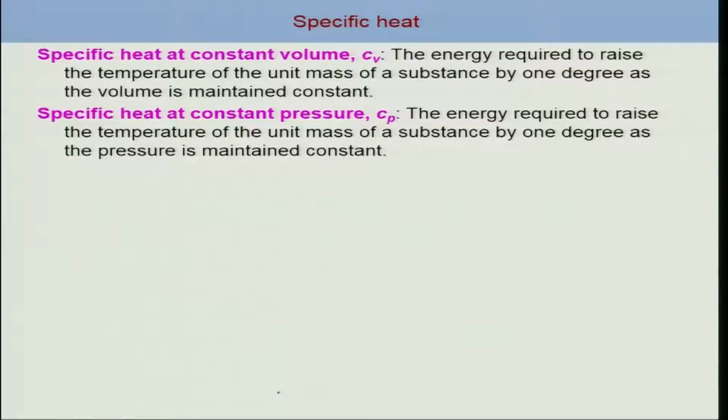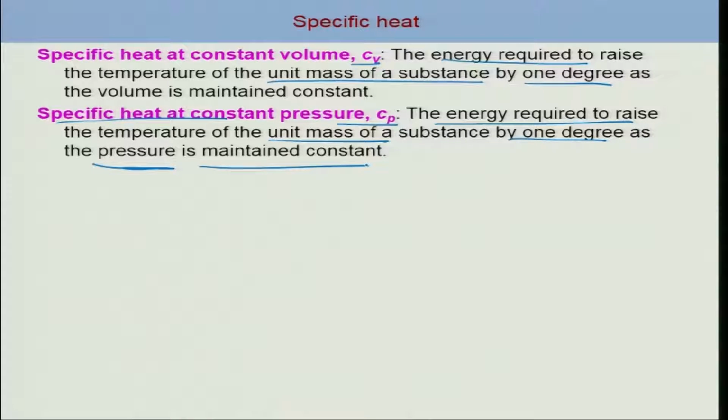Now there are two specific heats depending on how the process is. One is called specific heat at constant volume, and the other is called specific heat at constant pressure. Okay, so the way we define it is Cv, the specific heat at constant volume, which is the energy required to raise the temperature of a unit mass of a substance by 1 degree, keeping the volume constant. And similarly, specific heat at constant pressure is the energy required to raise the temperature of a unit mass by 1 degree, keeping the pressure constant.